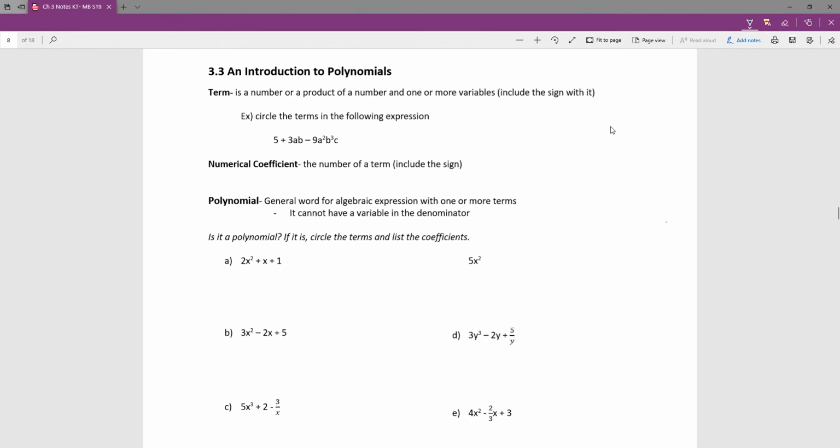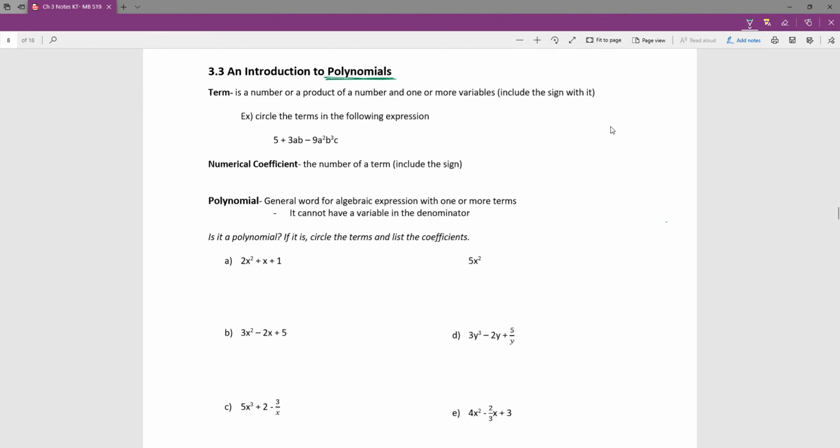So 3.3 is really just a little section here, and it's an introduction to polynomials. We're going to be dealing with polynomials as we finish up our chapter 3 as we add and subtract polynomials and then multiply and divide polynomials. So we should know what polynomials are. We're also going to deal with polynomials in chapter 4 as we factor polynomials. And so this one gives us just an introduction to what the heck we're talking about.